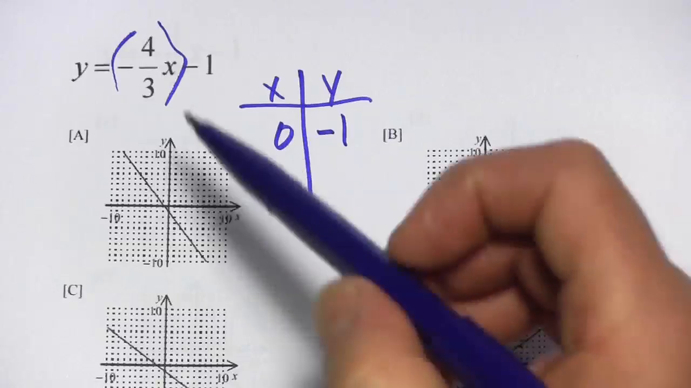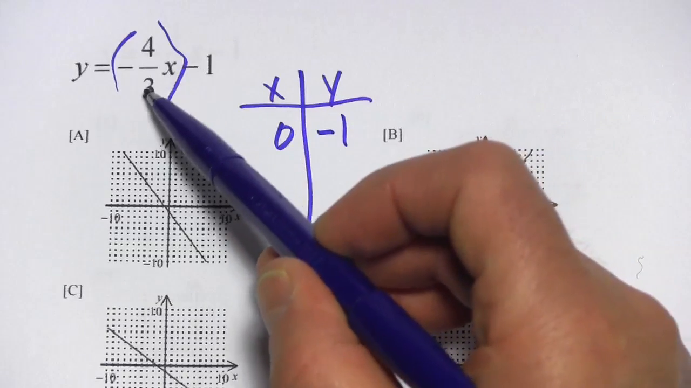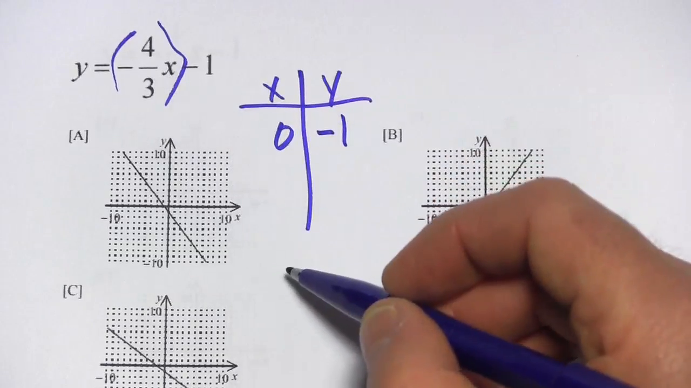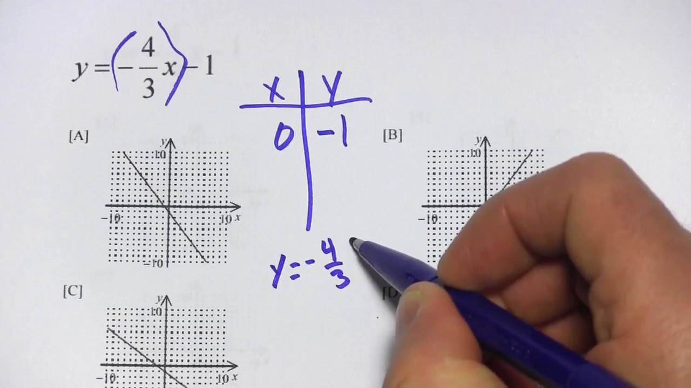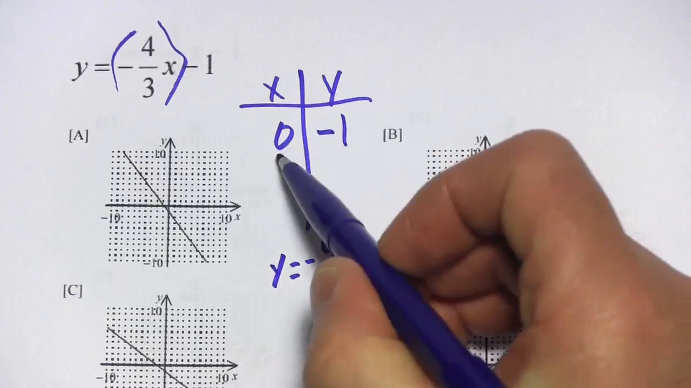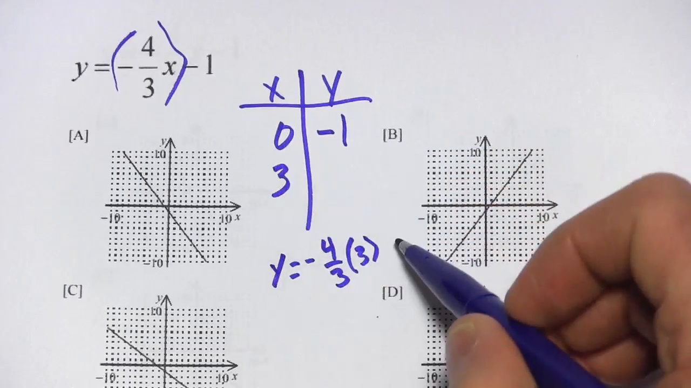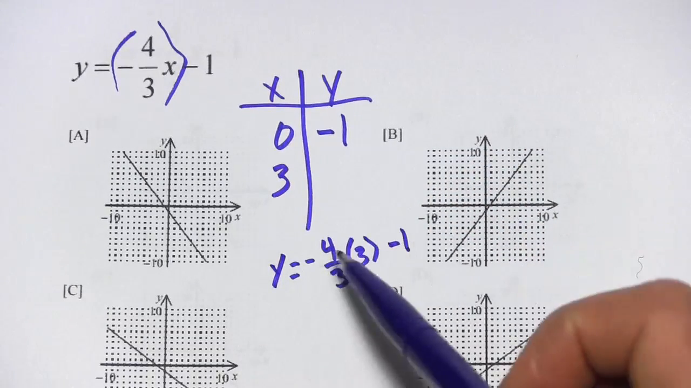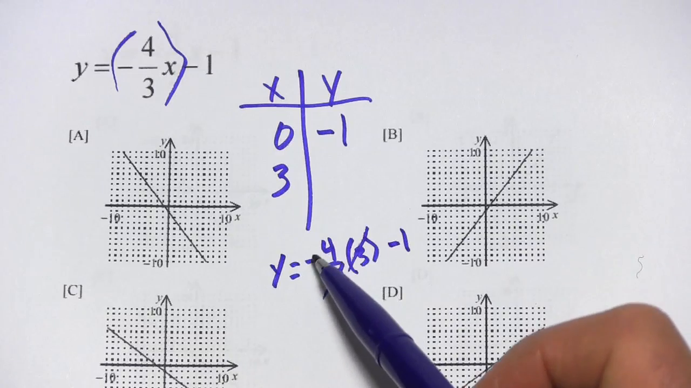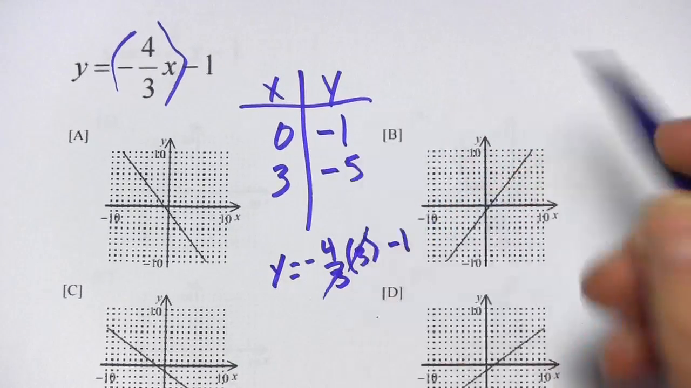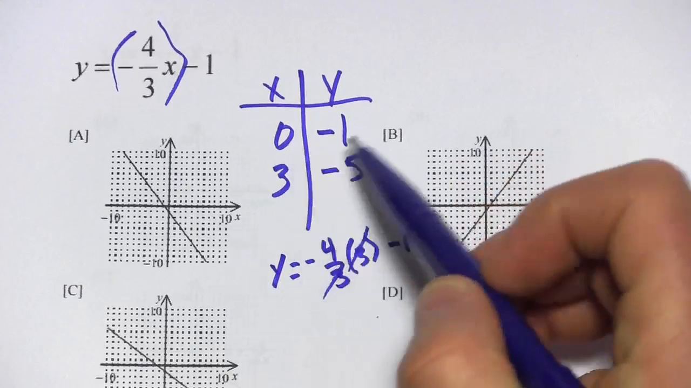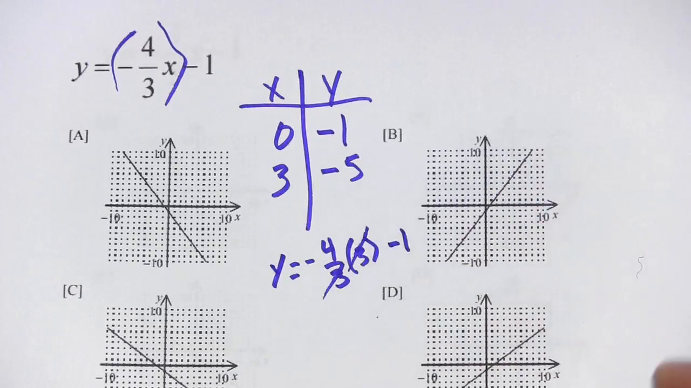That was easy. Now, for my next value, I'm going to choose the denominator of this fraction so that I have y equals negative 4/3 times 3. So we're choosing 3 for x, minus 1. And the 3's cancel here, so I get negative 4 minus 1. That's a negative 5. So I've got 2 points to look for, (0, negative 1).